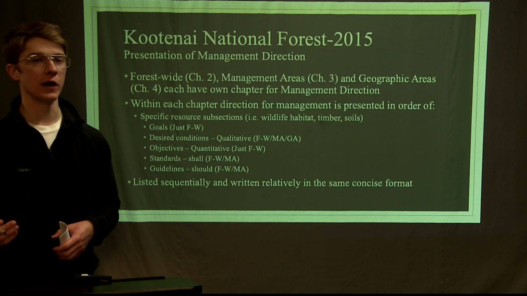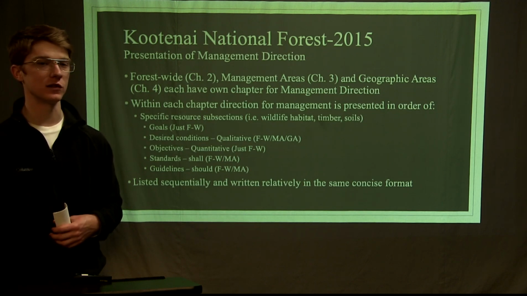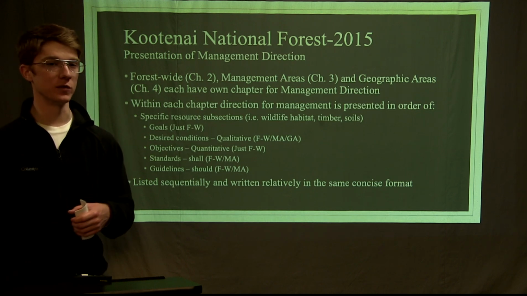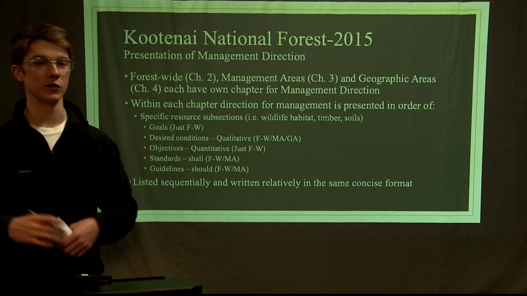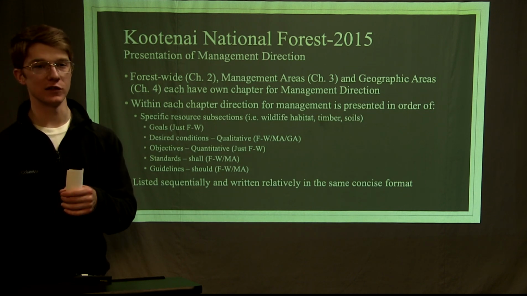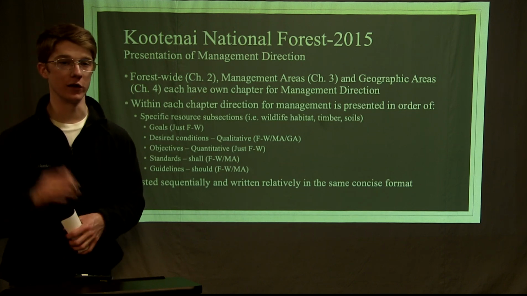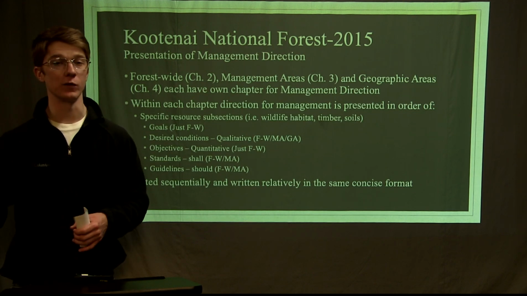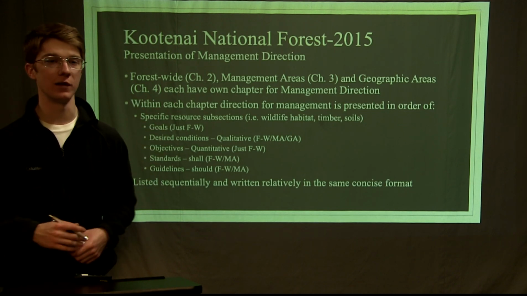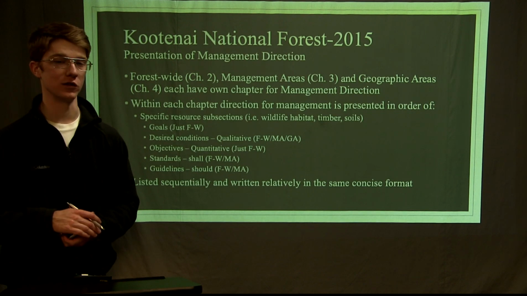Then of course you get into the objectives, which are more quantitative targets: acreages, miles for roads or trails, AUMs for grazing. And then you get into the standards and guidelines. The standards are the "shall" phrases, which are rigid and don't offer a lot of flexibility. You have to abide by them. Then the guidelines are the "should" phrases, with a little more flexibility. They still provide some guardrails on management direction, but they're flexible to the manager making decisions.